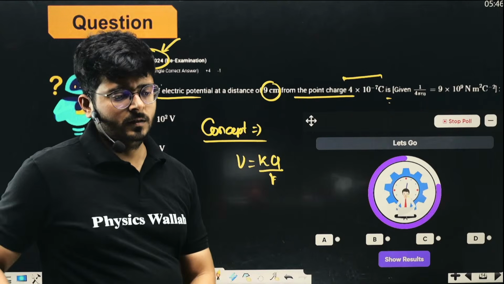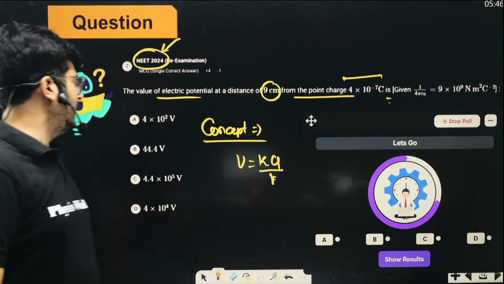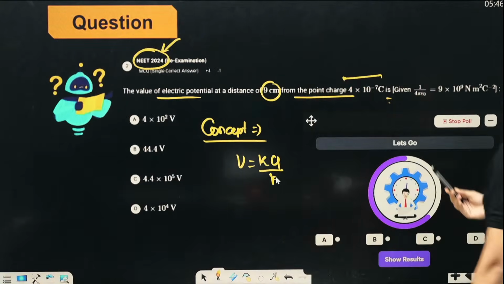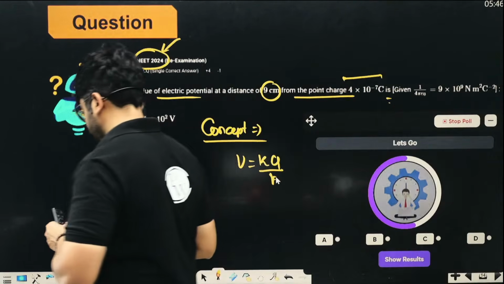All right. So keep on moving and keep on trying. What will be the value of this particular thing? The value of electric potential at a distance of 9 centimeter from the point charge is this, right? What will be the final answer?